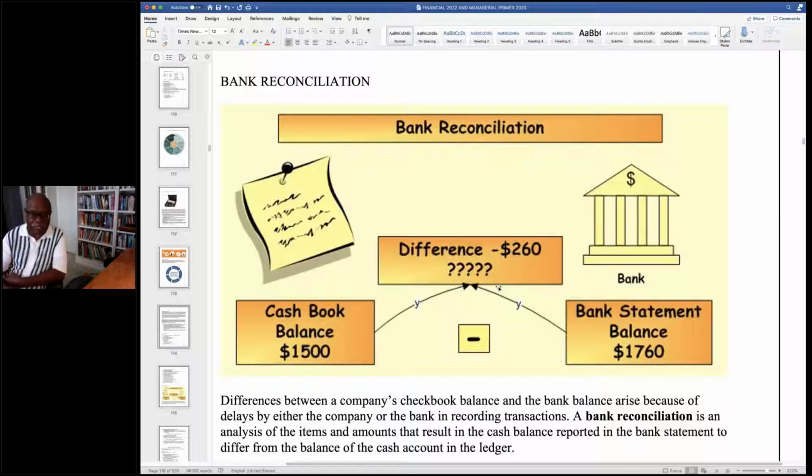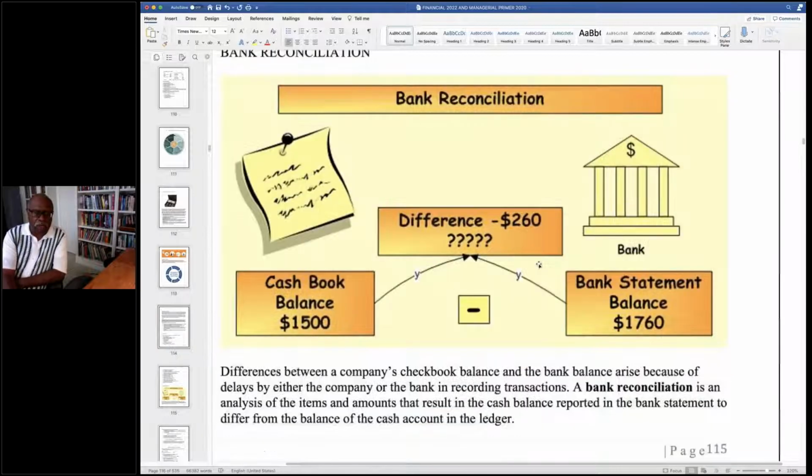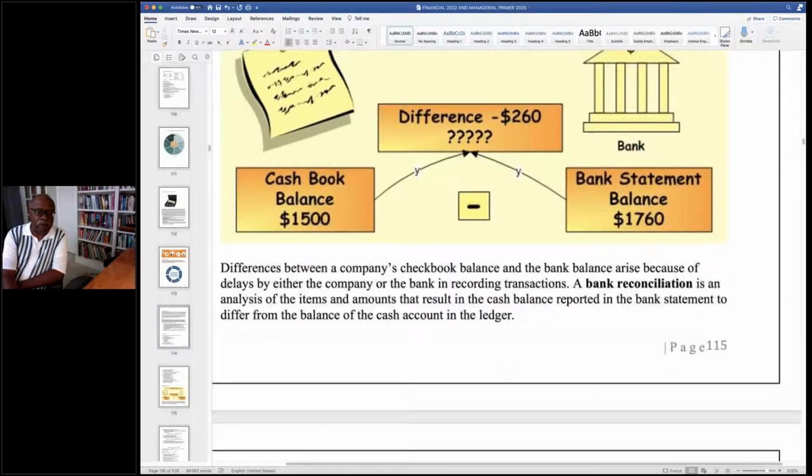Okay, let's talk about a bank reconciliation. When you work for a company and you have clients, sometimes, well, most times, there's a balance in the books and there's a balance on the bank statement, and they disagree. So what you've got to do is to reconcile these two balances to see why there's a difference and make the corrections and necessary adjusting entries as required.